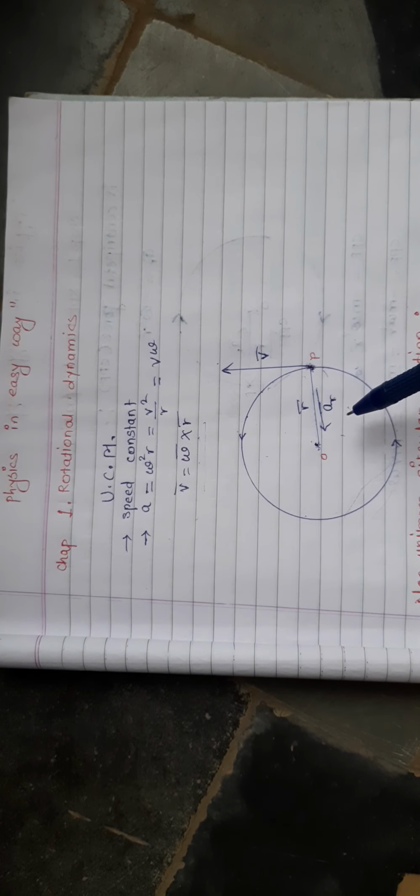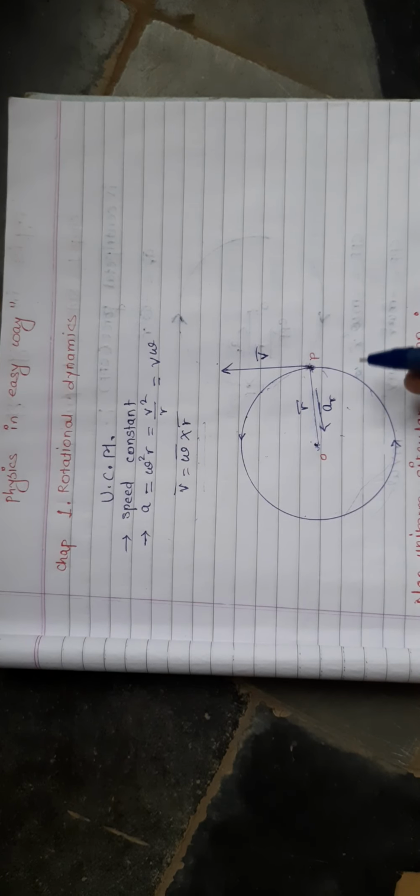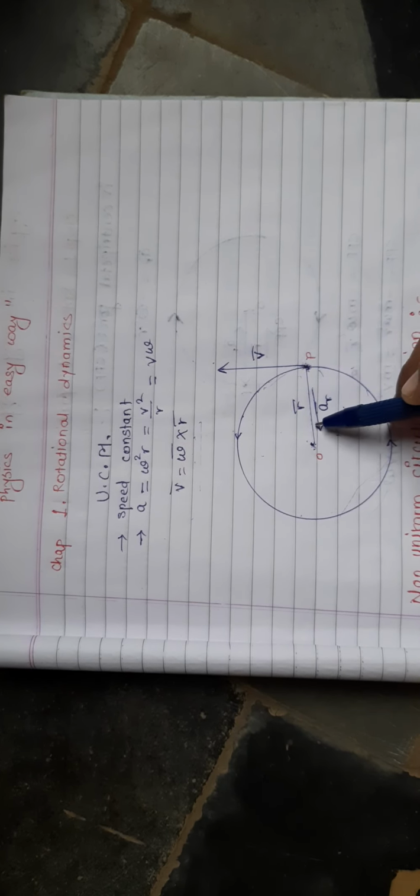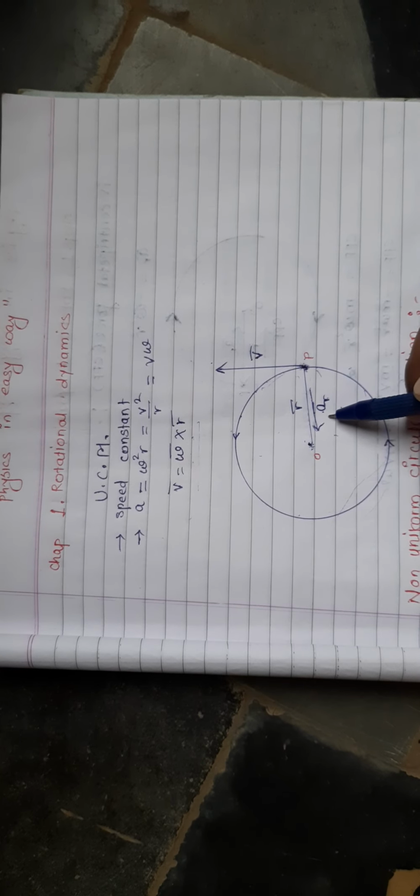Acceleration is a vector quantity which depends on magnitude as well as direction. The direction of this acceleration is towards the center of that circle. Therefore, it is called centripetal acceleration or radial acceleration.